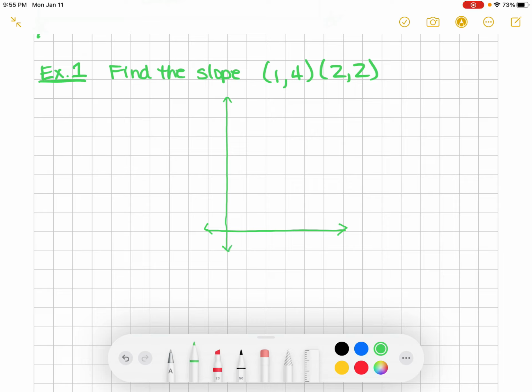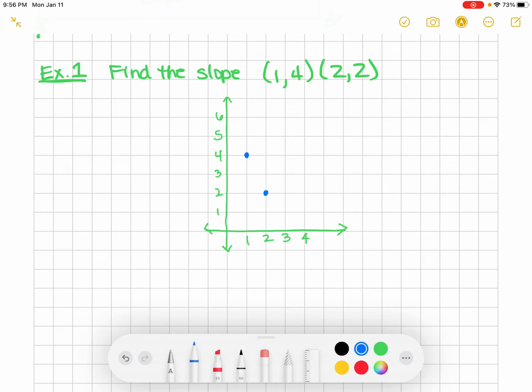Okay, these are both positive points, so I didn't draw any of the negative parts of the graph. So I'm going to write down the numbers on this graph so that I make sure I get them right. 1, 2, 3, 4. And now I'm going to plot the points. So I have a point at 1, 4. Actually, I'm going to do this in a different color. 1, 4, right there, and one at 2, 2.